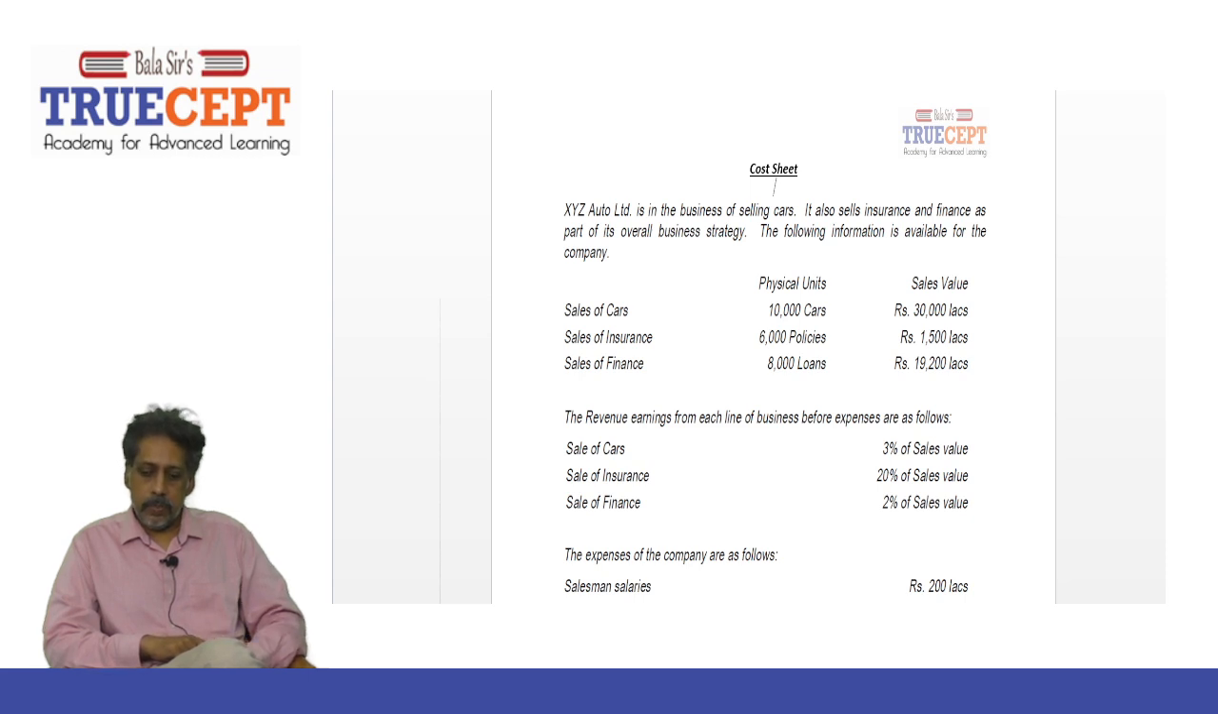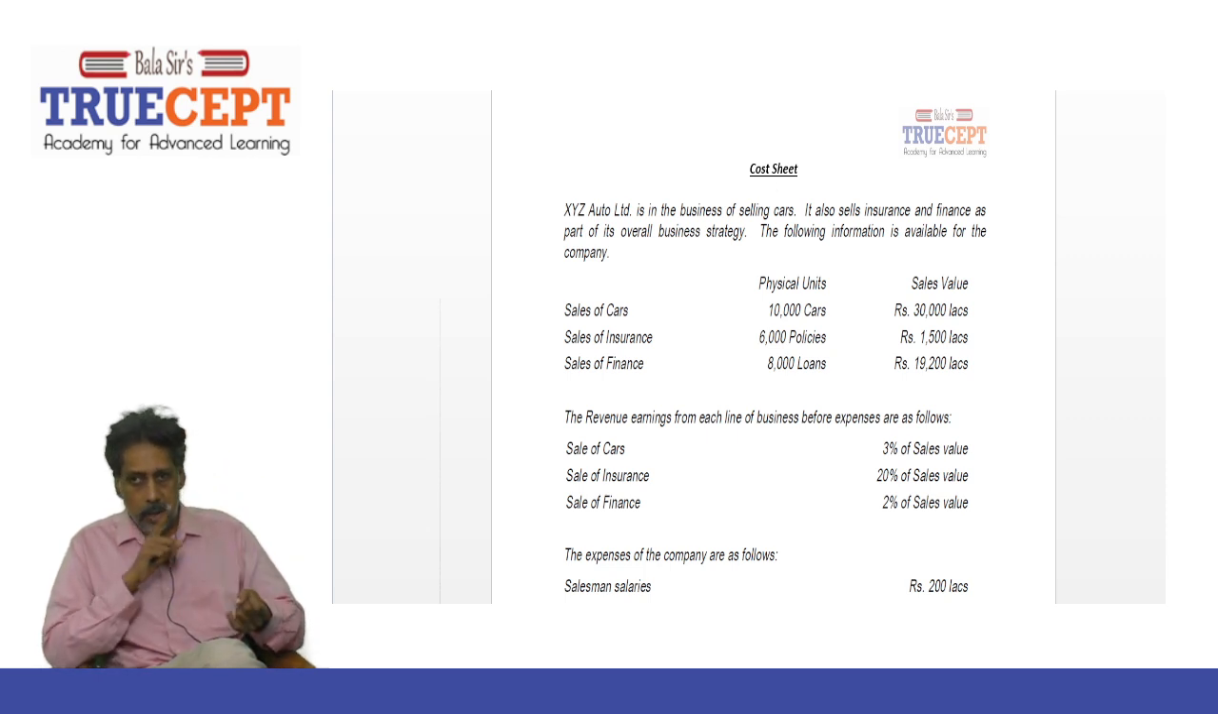Next. The revenue earnings from each line of business before expenses are as follows. Sale of cars 3% of sales value, sale of insurance 20% of sales value, and sale of finance 2% of sales value. So basically, your company is not manufacturing cars, right?